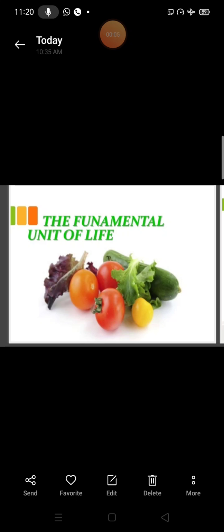The chapter number 5, Fundamental Unit of Life. In the sequence of revision, today I explain some explanatory words with in-text question answers. So let's start with chapter number 5, the fundamental unit of life.